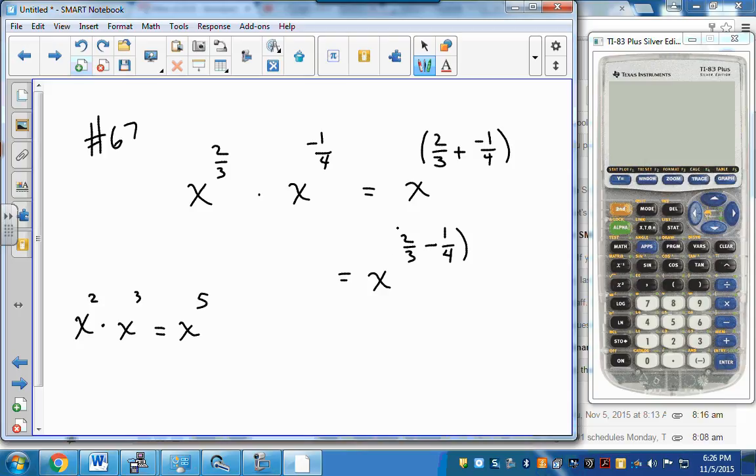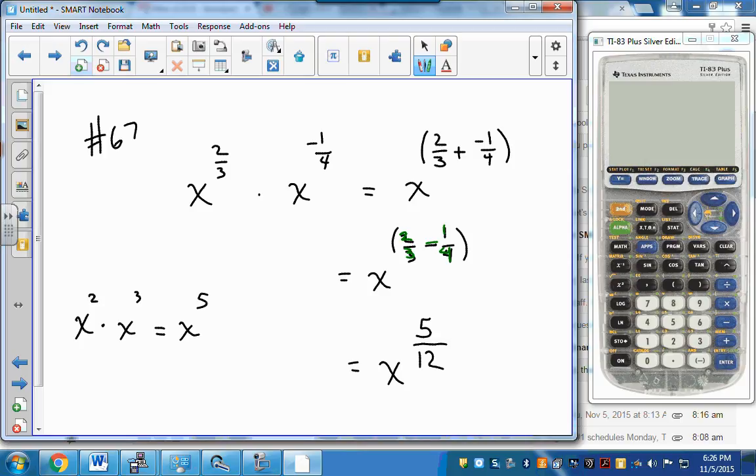And we should be able to do that reasonably quickly. You might remember my shortcut. I would say the denominator here is going to be 12, and then I would look and I would go, I've got 2 times 4, that's 8, and 3 times negative 1, that's negative 3. 8 minus 3 is 5. Okay, so I've got x to the 5/12.